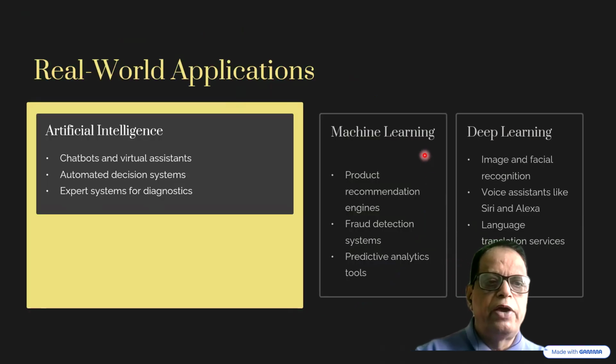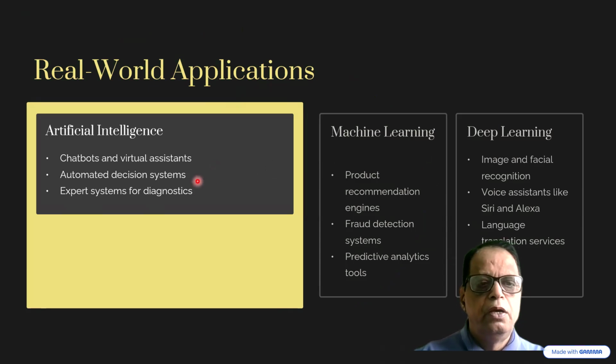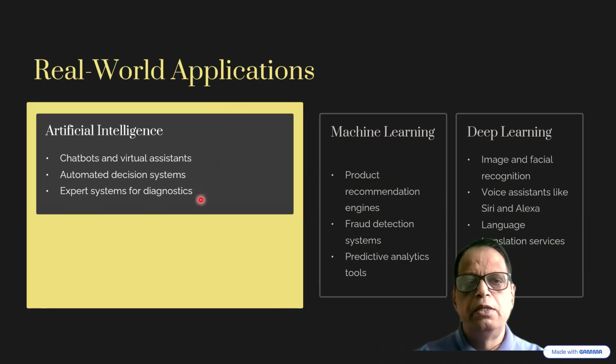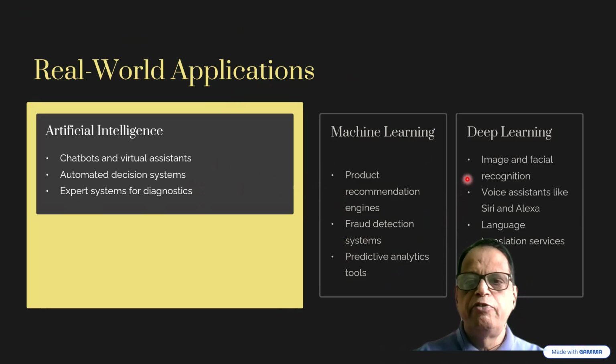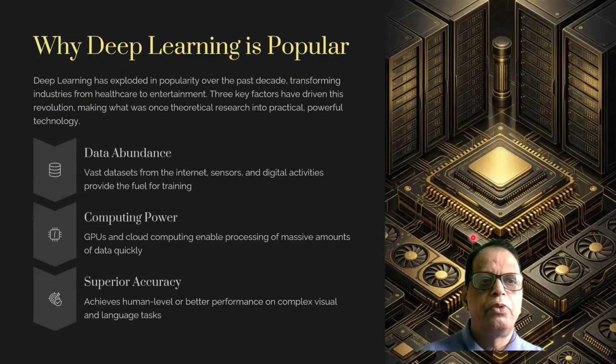So in the real world, we make use of AI for chatbots and virtual assistants, automated decision systems, and expert systems for diagnostics. Machine learning is used in product recommendation engines, fraud detection systems, and predictive analytic tools. Image and facial recognition make use of deep learning. Voice assistants like Siri and Alexa make use of deep learning. And language translation services also make use of deep learning.